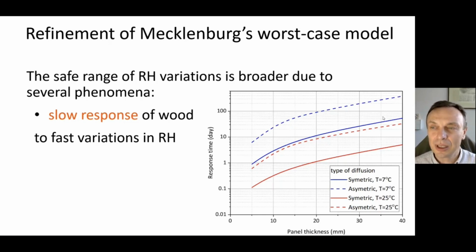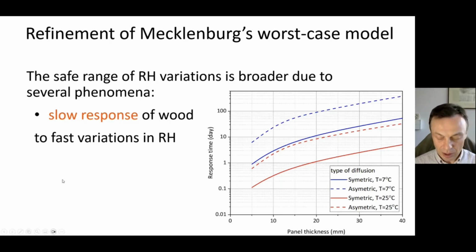And as you can see here, for example, for a 20 millimeter thick wooden panel, the response time when diffusion is asymmetric is around a week. But when we lower the temperature to 77 Celsius degrees, the response time is around 9 months. This is a considerable effect of lowering the temperature. Just lower temperature slows down moisture diffusion.